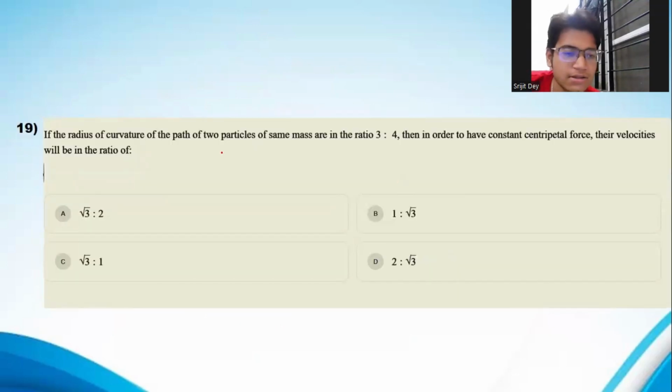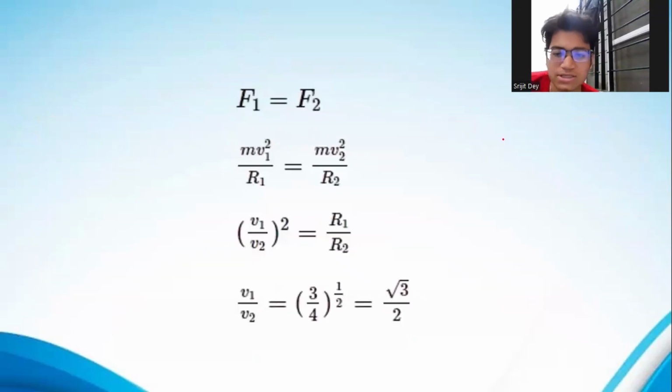Now this is again another simple question on radius of curvature of two particles whose mass is given. So this is mv square by r. Simple as that. This is root 3 by 2.